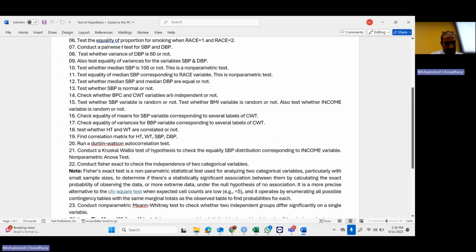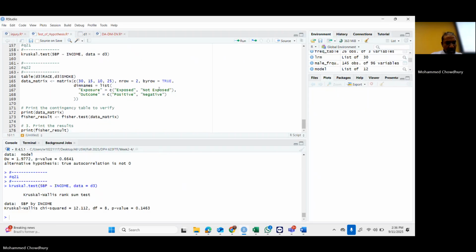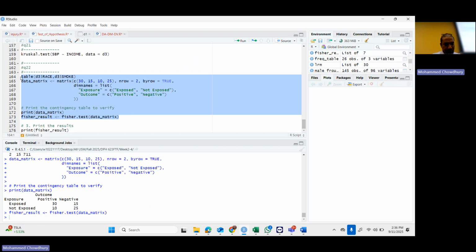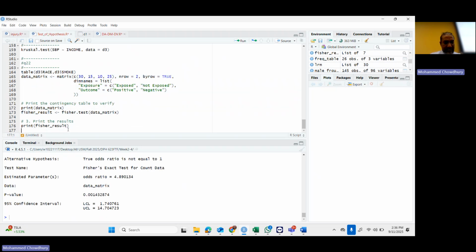Question number 22 is telling you to conduct Fisher's exact test. Fisher's exact test, we can run it when the cell frequency is less than 5. In such cases, Fisher's exact test is better than the chi-square test. Remember, when the cell frequency is less than 5, it is better to use Fisher's exact test. Okay.